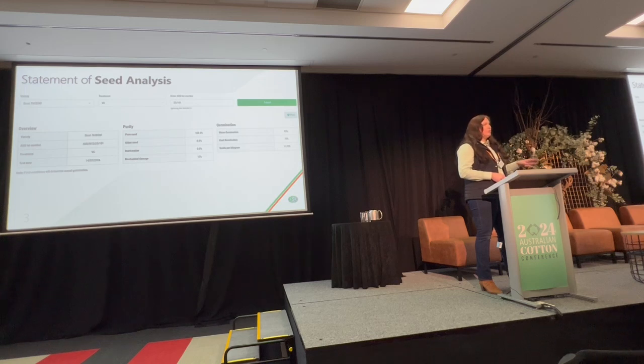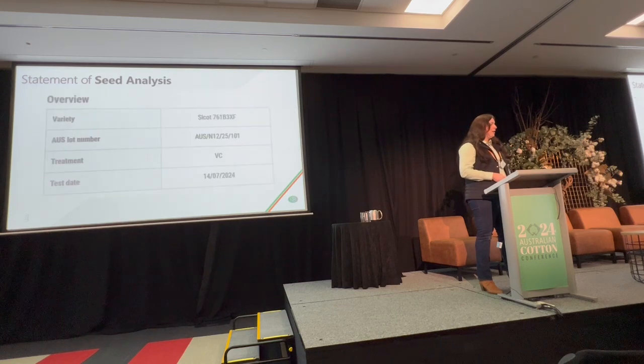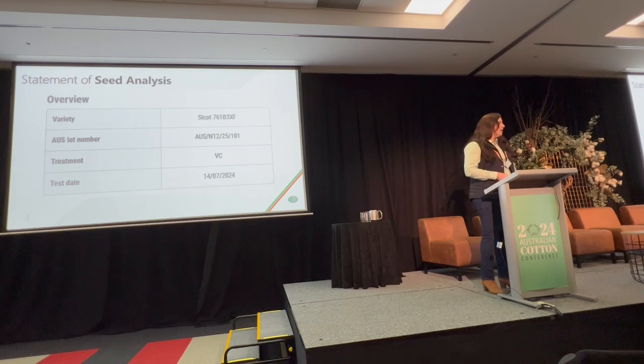So this is an example of one of the OSLOTs produced this season. I'll use this as an example to go through how the information is presented. So starting with the overview. Now this is pretty straightforward. At this point you've already placed your order, so you're familiar with the variety and the treatments. The OSLOT number is simply the code for that seed lot, represents a treating run with a maximum lot size of 24 tonnes. The test date is the date that refers to the germination results, which are provided within the report.